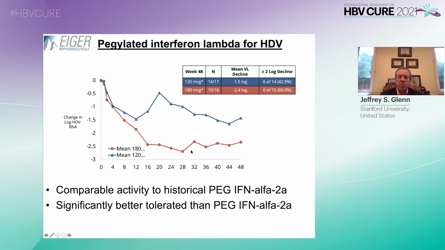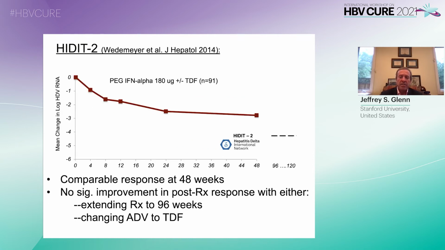Importantly, the standard 180 microgram dose did indeed give comparable activity compared to historical pegylated interferon alpha and was much better tolerated. Many of these patients had been on interferon alpha before and saw a dramatic difference in the improved tolerability with interferon lambda. And just to put that in perspective, the 2.5 log drop seen with interferon lambda is right in line with what has been shown with interferon alpha.